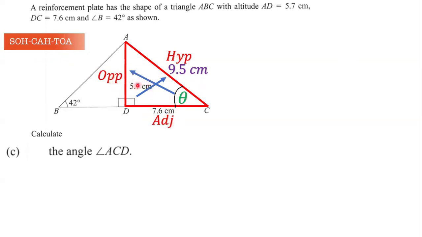Now, why am I using the adjacent and opposite? Because I want to use the sides that were given, not the side that we had to define, which was 9.5. It's just a safer route in general. Which trig ratio deals with opposite and adjacent? Yes, you're right, that is tangent. So we're going to use tangent.